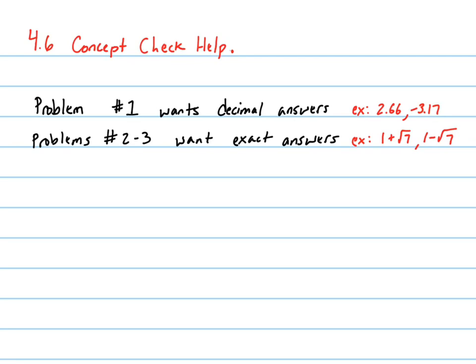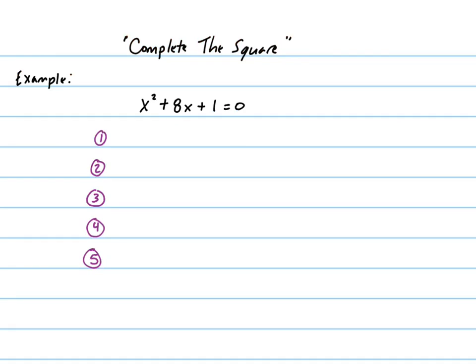So that's where you're going to leave the square root of your number in the problem as it is, because it's not a perfect square. To help us better understand completing the square, I'm going to do another example of completing the square, kind of like what you'll see in the concept check.